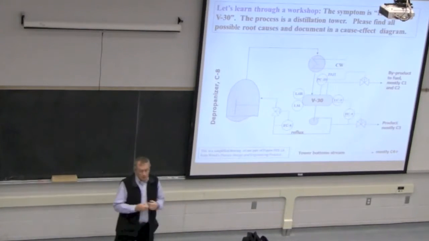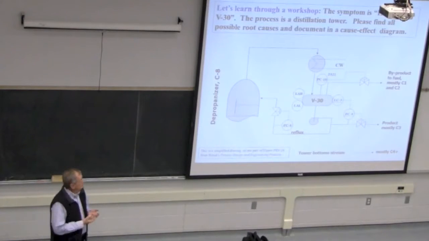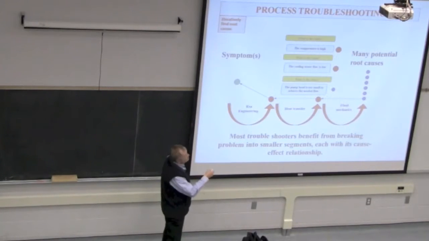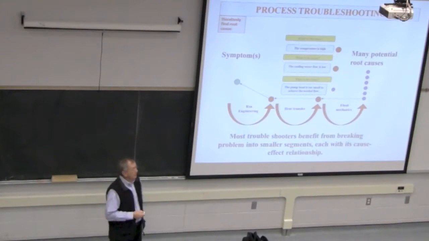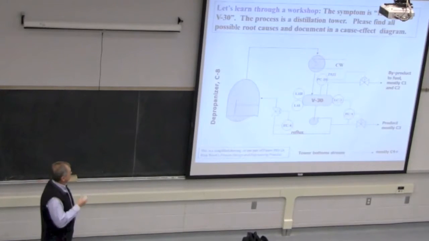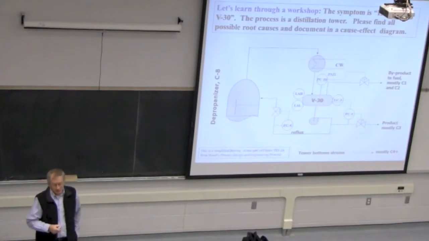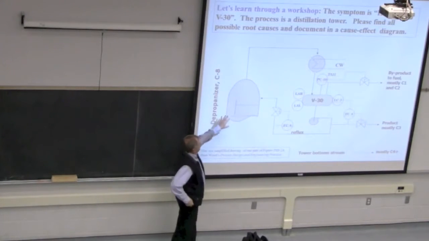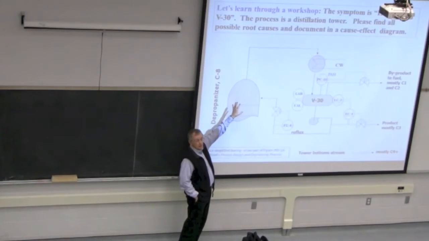So we're going to work on a little exercise here to understand this. And we're going to end up developing a diagram like this with lots of branches, a cause-effect diagram. So here's a little physical example. This is from your favorite distillation problem. So we just looked at the top of one distillation tower.